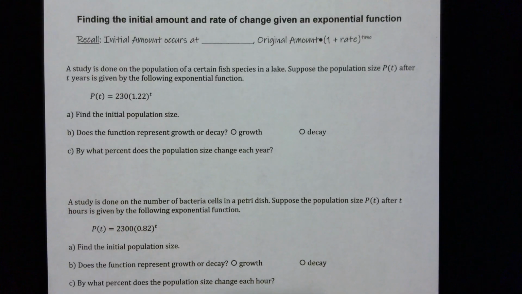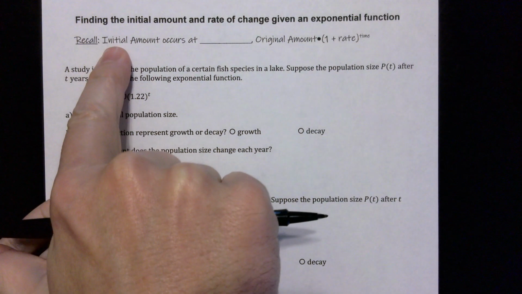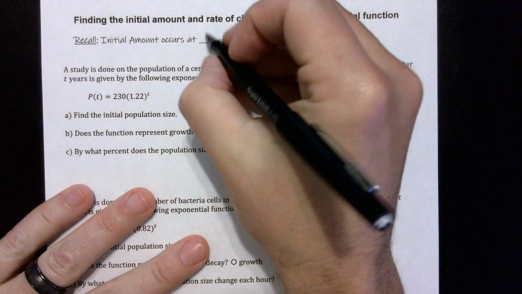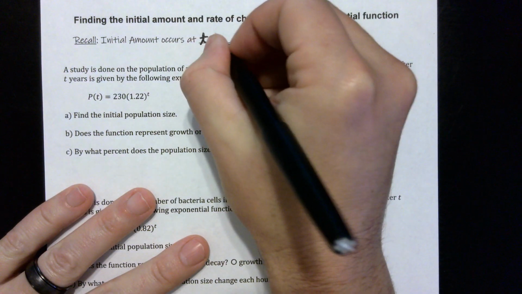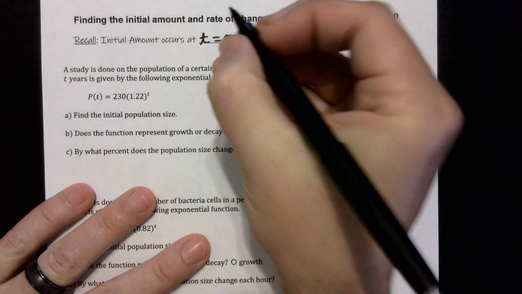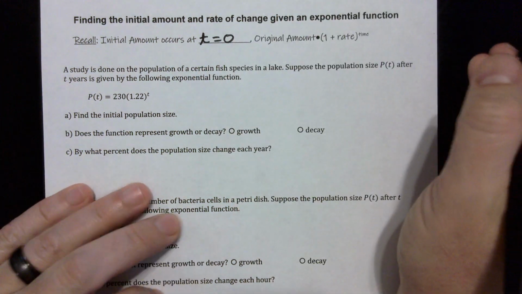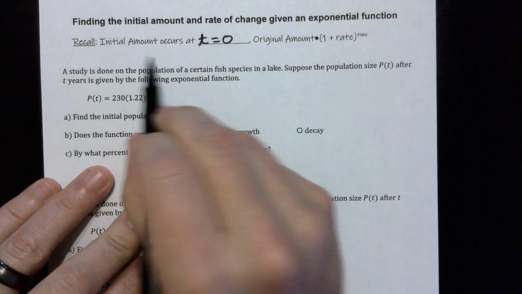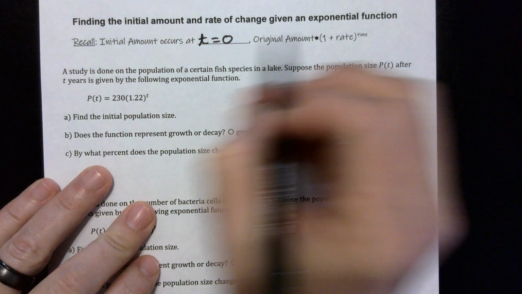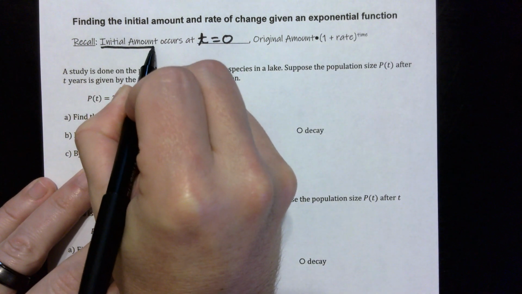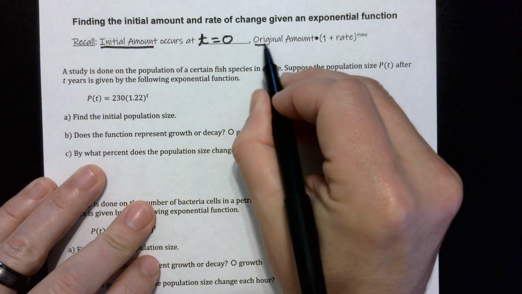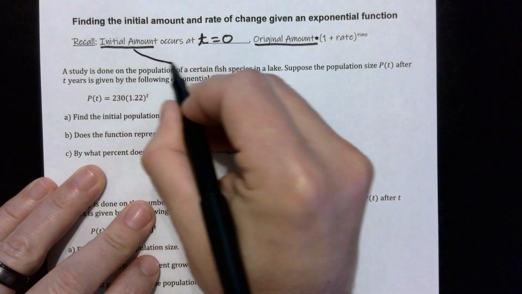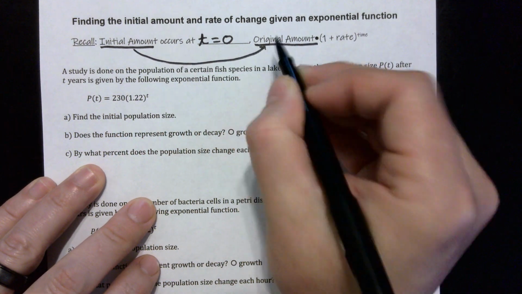In this video, we're going to be finding the initial amount and rate of change given an exponential function. Recall that initial amount occurs at time equals 0, so t equals 0. That's at the beginning, so no time has passed. Also recall that initial and original mean the same thing. So when I say initial amount, that's also original amount. Those two words can be used interchangeably in this section.